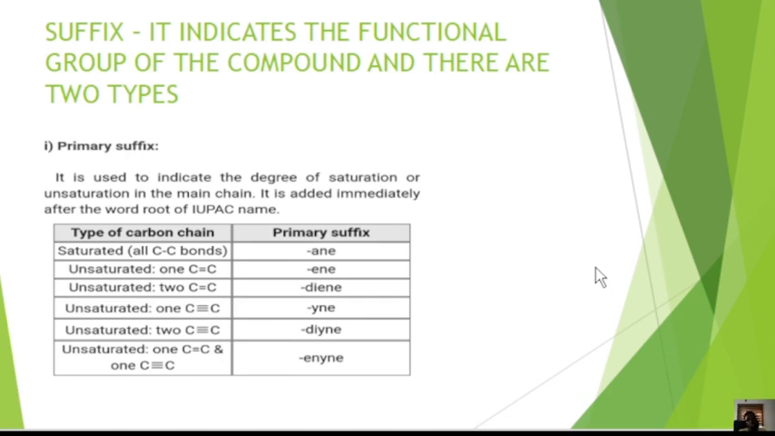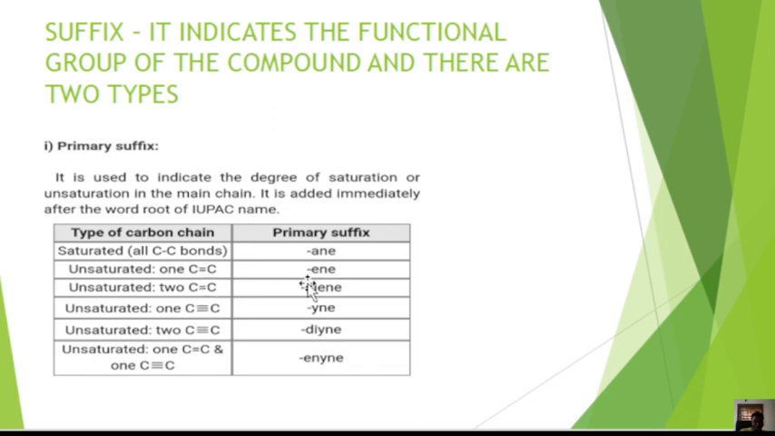And when we mean degree of saturation or unsaturation, when you say an organic compound is saturated, it simply means that there are only single bonds between the carbon atoms. So have that in mind. Once you notice only single bonds between carbon atoms, it is said to be saturated. On the other hand, if there are multiple bonds, then you could consider it as unsaturated, which means alkenes or alkynes. So if you have a single bond between carbons, it is ane; a double bond is ene, and there are two of them.